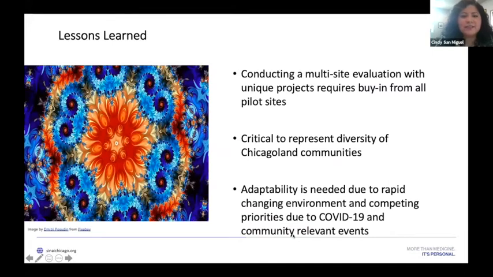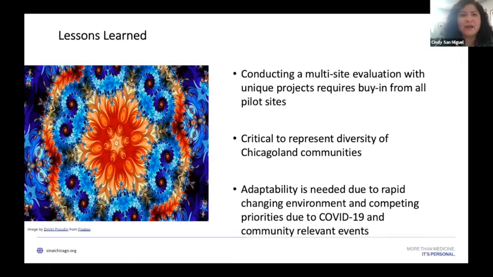All right, so lessons learned. I promise there's a reason why I chose this picture, beyond that I thought it was really pretty. As I was thinking about the lessons learned, I thought about a kaleidoscope. Now, if you remember being a kid, and if you ever had the chance to play with a kaleidoscope, you look in through this tube, and as you twist the tube around, the colors and the patterns within that tube change. That was the best visual representation I could think of for the lessons learned. So the first point: conducting a multi-site evaluation with unique projects requires buy-in.